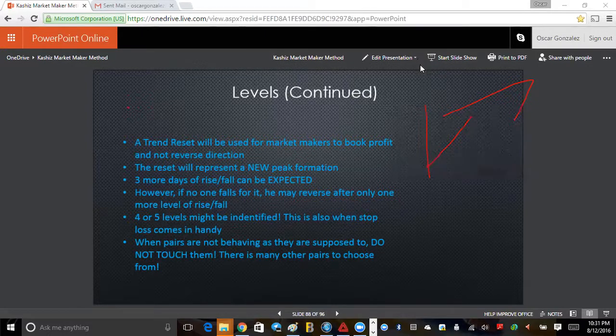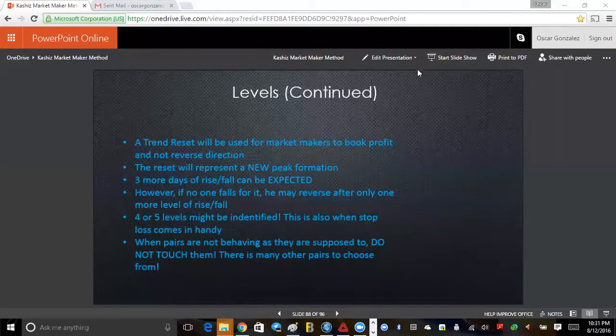So if there's no setup, there is no trade. Okay, let's see. Guilty. But yes, do not touch them if they're not behaving as they're supposed to. Don't touch them, period. Don't even look at them. If you have to, get on your phone, get on the MT4 and delete them from where all the prices of the other pairs are. Worst case scenario.